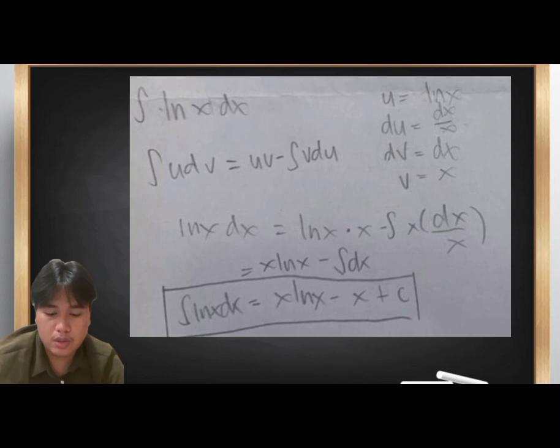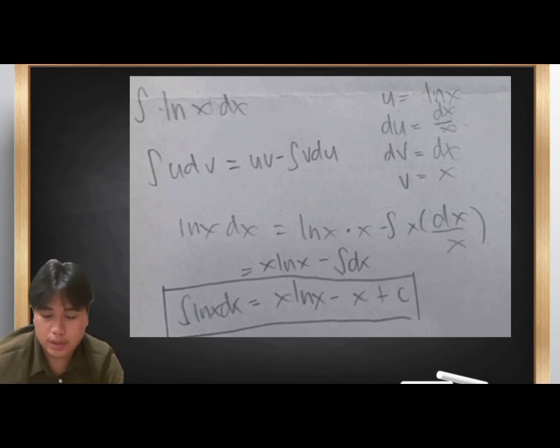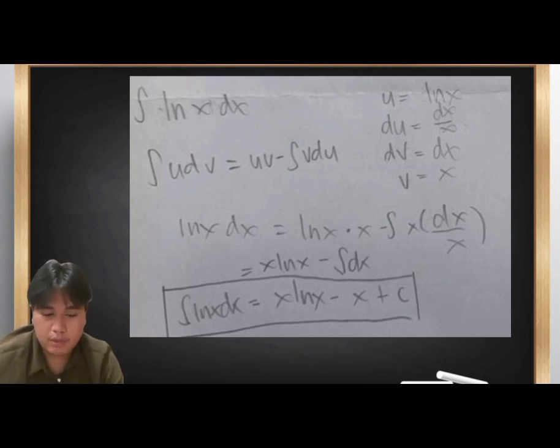Here we'll again use our acronym in determining the order. Since logarithmic function comes before algebraic function, we will use ln x for u. U is equal to ln x, and what's left is dx, which is the algebraic function. We will place it in dv.